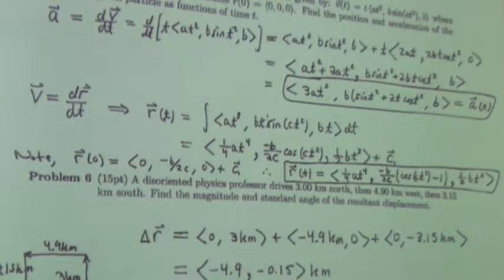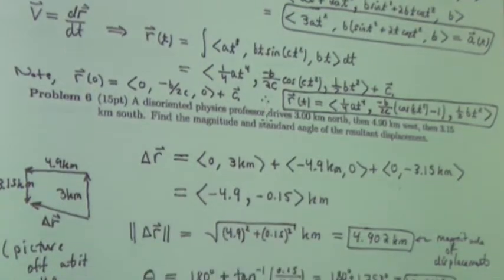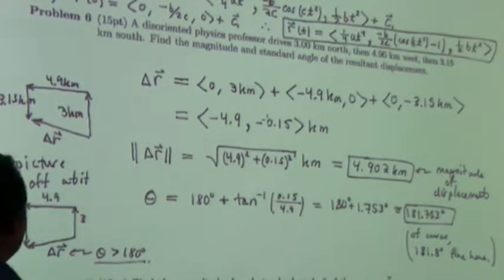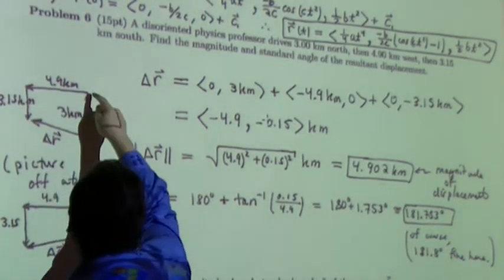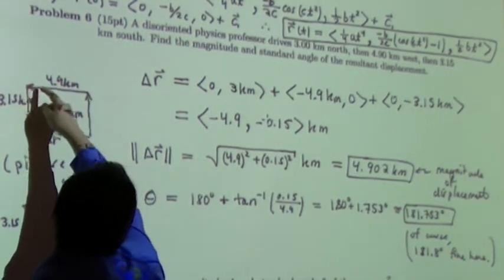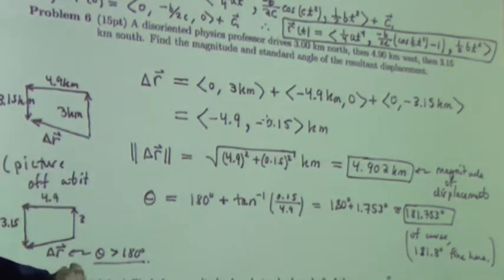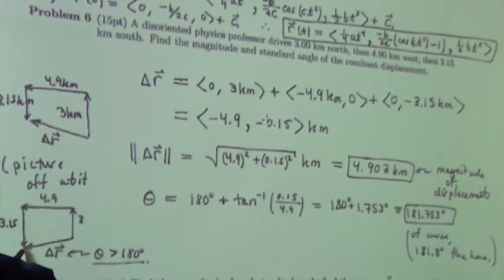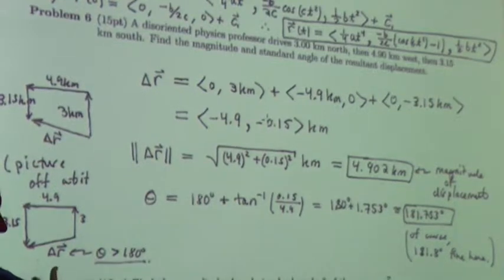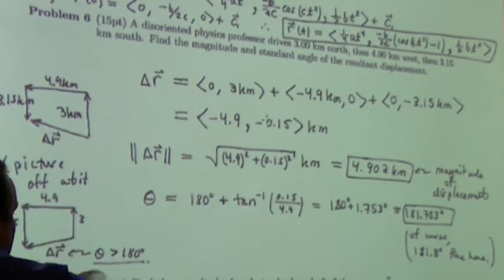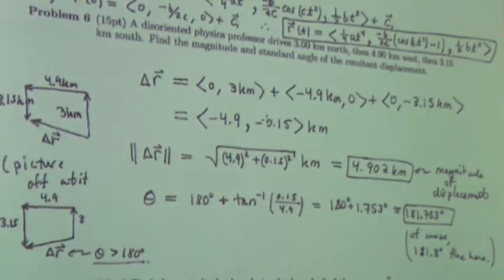Okay, problem 6 looks more complicated than it is, right? Problem 6 is actually really easy. So you go 3 kilometers this way, 4.9 kilometers that way, 3.15 kilometers this way. Of course, this picture's wrong. Here's a better picture. 3 this way, 4.9 this way, 3.15 that way, right? Kind of matters for your consideration of the standard angle, right? We should be looking for a standard angle for the displacement somewhere between 180 and 270, right?